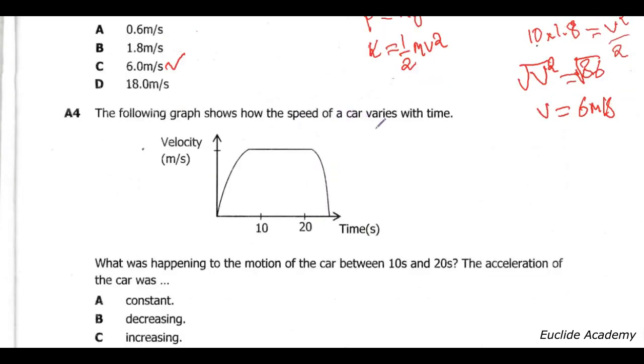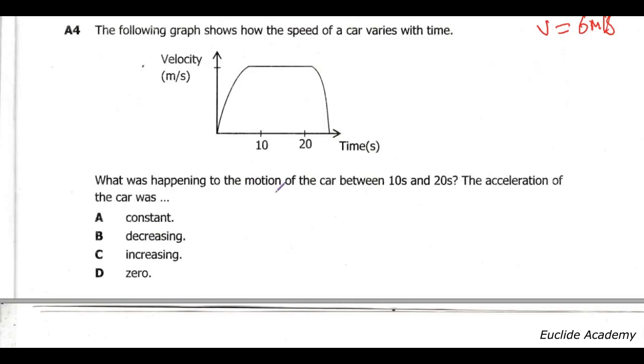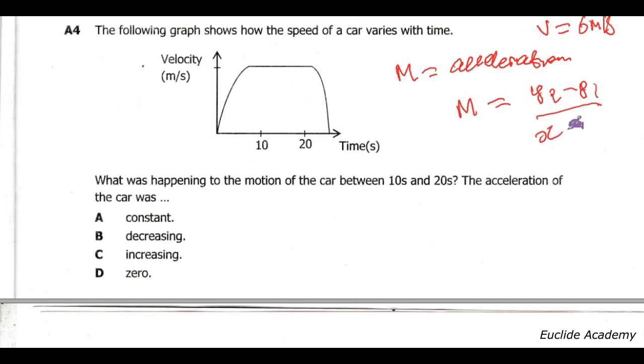The following graph shows how the speed of a car varies with time. So we've got the velocity and time graph here. What was happening to the motion of the car between 10 seconds and 20 seconds? The acceleration of the car was, so this is a velocity-time graph, and the gradient of the velocity-time graph gives the acceleration, right? So if you know how to find gradient, you basically use the mathematical formula for gradient, which says y2 minus y1 divided by x2 minus x1. It gives you the gradient.